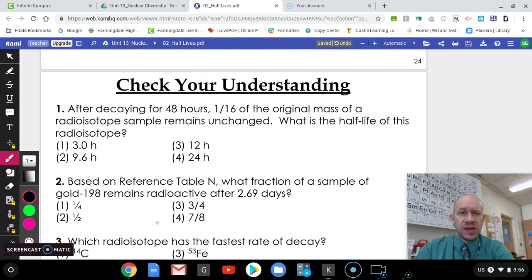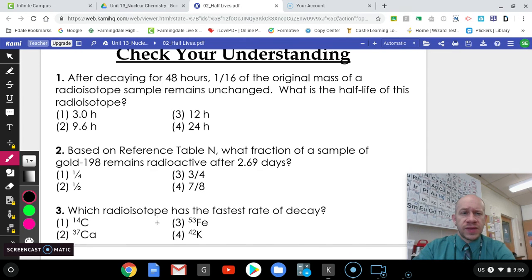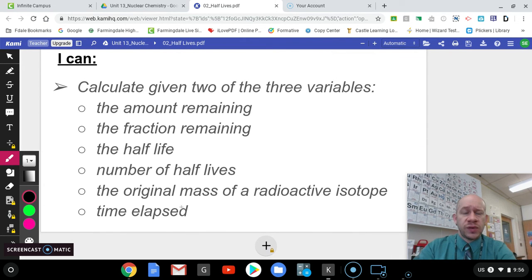And now check your understanding. So now you can calculate, given 2 of the 3 variables, the amount remaining, the fraction remaining, the half-life, the number of half-lives, the original mass of a radioactive isotope, or the time elapsed.